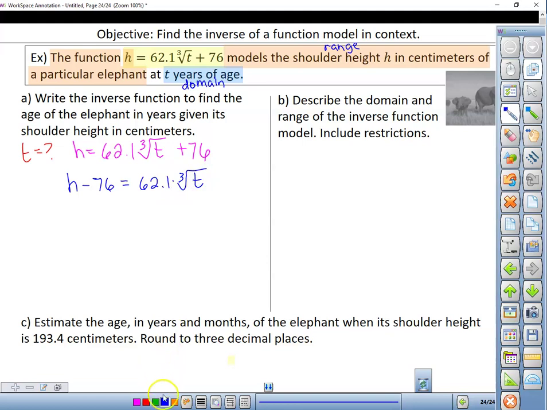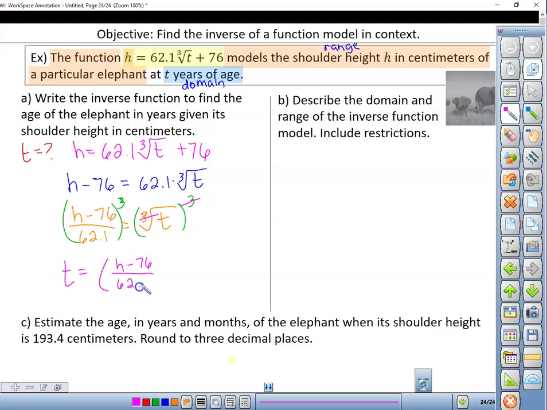Then we'd undo this multiplication, dividing both sides by the 62.1. Again, no need to do anything to try to simplify this. Writing it as a ratio will be fine in the context model. And then we have to undo our root, which is our exponent, remember, raising both sides in this case to the third power. And cube and cube root will undo each other, giving us t equals h minus 76, all divided by 62.1, all raised to the third power.